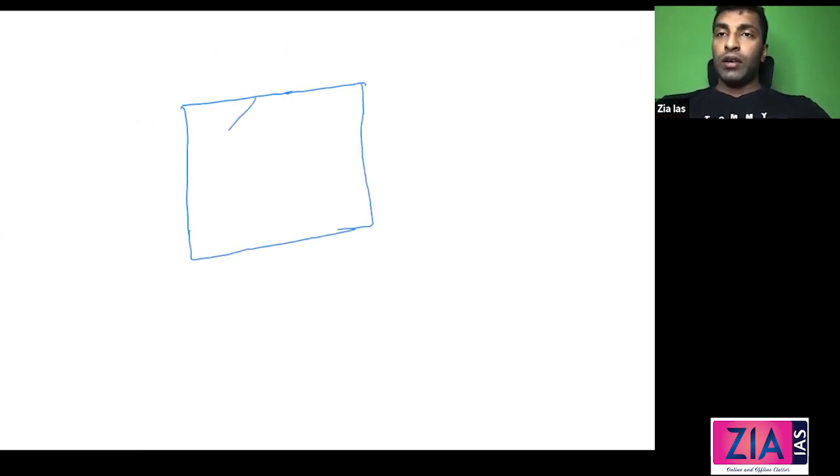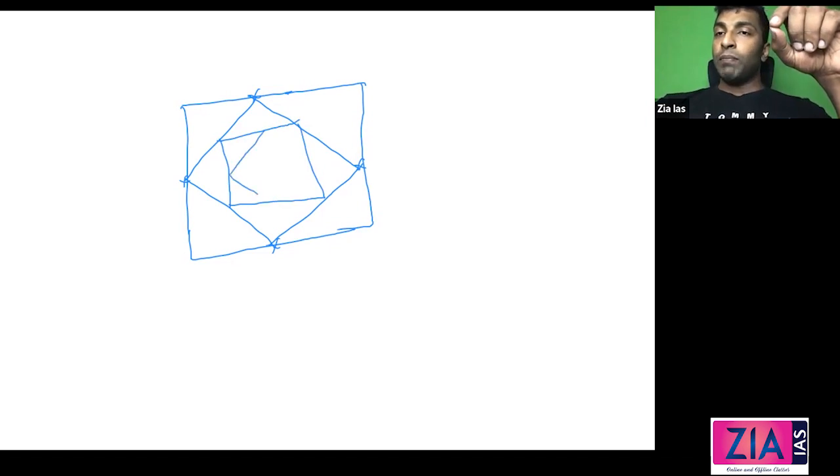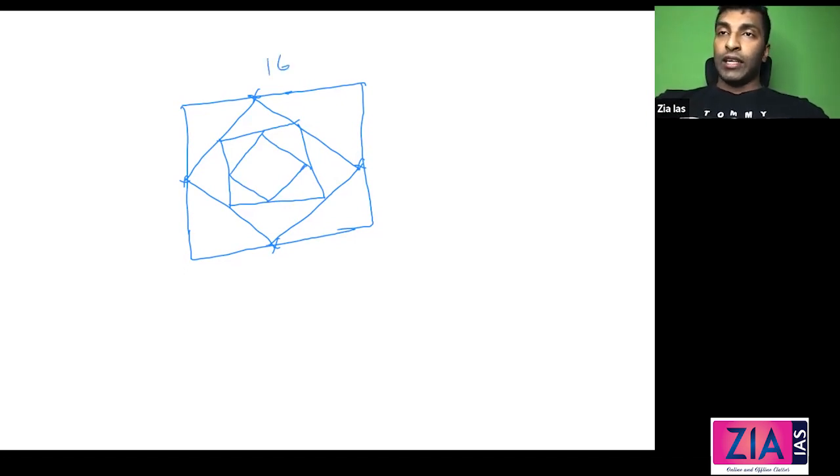There is a square, and then there is another square. The second square is formed by using the midpoints of the first square. Remember, I'm using the word midpoints. The third square is formed by using the midpoints of the second square. Another square is formed using the midpoints of the third square. So what you're doing here is you keep on joining the midpoints and you keep on getting squares. Let's say this side is 16 centimeters.